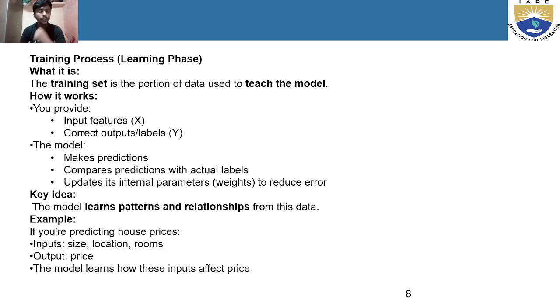A training set is a portion of data used to teach the model how it works. It provides input features like X and output labels like Y. The model makes predictions, compares predictions with actual labels, and updates its internal parameters to reduce error. The key idea is that the model learns patterns and relationships from this data. Example, if you are predicting house prices, input is size, location, rooms. Output is price. The model learns how each affects it.